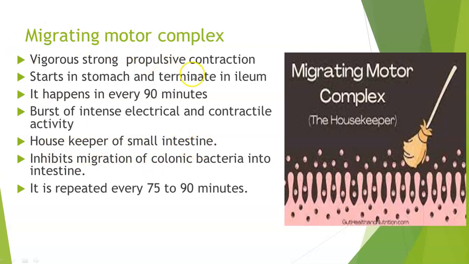The migrating motor complex is defined as a burst of intense electrical and contractile activity. So this migrating motor complex also inhibits the migration of the colonic bacteria into the intestine. Sometimes the colonic bacteria try to enter into the small intestine. So this strong propulsive contraction from the stomach inhibits the migration of the colonic bacteria. It is repeated every 75 to 90 minutes. Once the migrating motor complex reaches the terminal ileum, another migrating motor complex starts in the stomach.